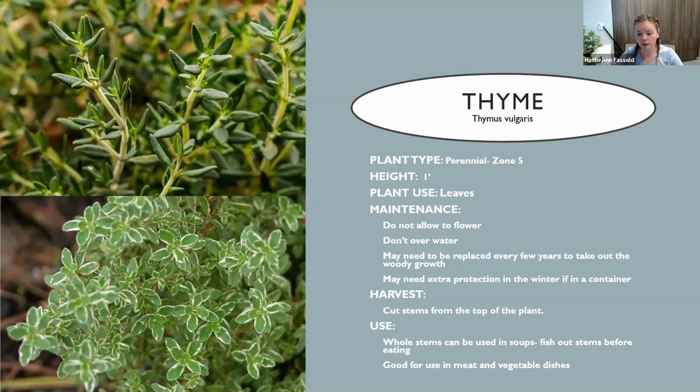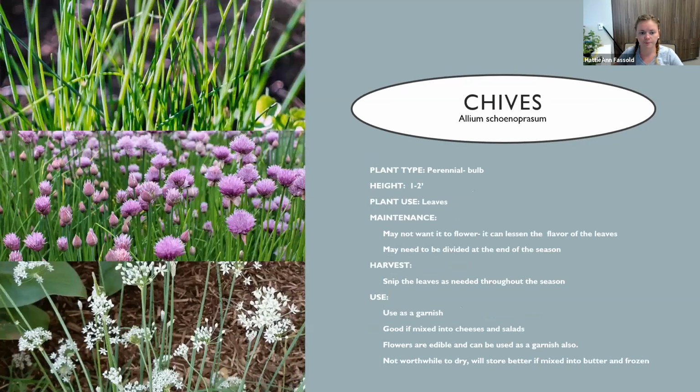As far as harvesting goes, you can cut the stems from either the base of the plant or the top of the plant. You can just cut it wherever you're going to need it from. And it's really good for using in meat and vegetable dishes. Thyme is a really nice subtle flavor. It doesn't get to be really strong easily. It has a really nice flavor to it.